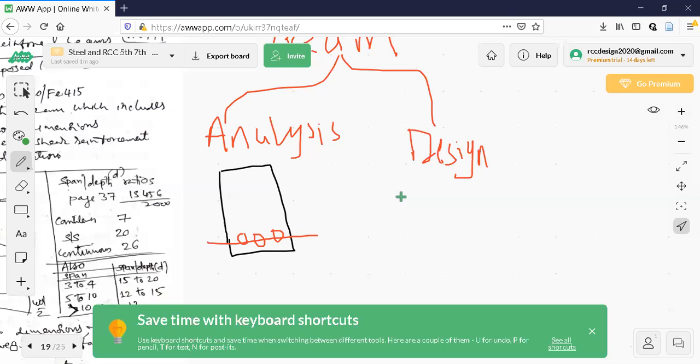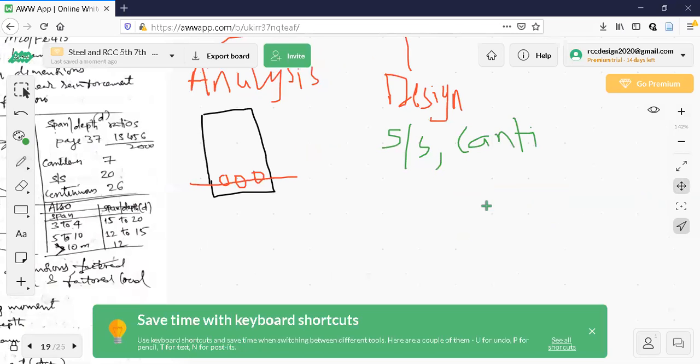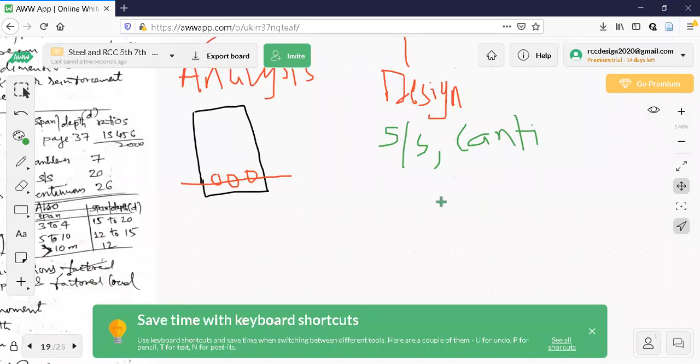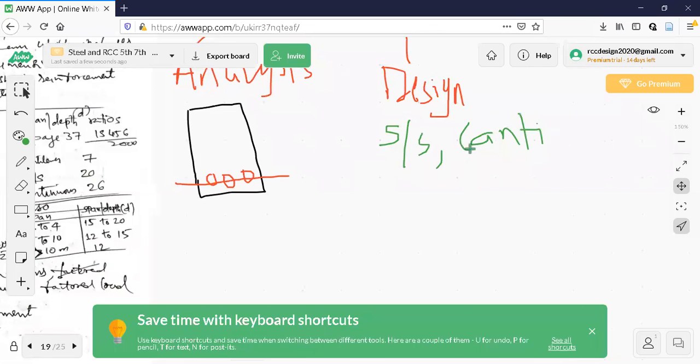Now here, the boundary conditions are given. Boundary conditions means whether the beam is simply supported or cantilever. Either it is simply supported or it is cantilever. It will not be fixed in this particular subject. Fixed beams and continuous beams are not there in the syllabus for this particular semester. Either a simply supported or a cantilever beam will be there. So I call these two together boundary conditions. Now this will be given.